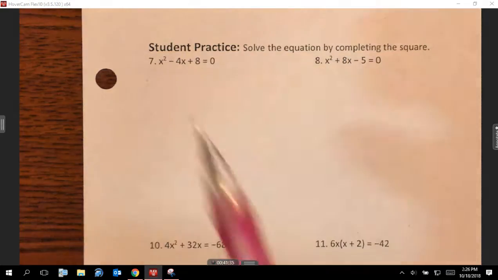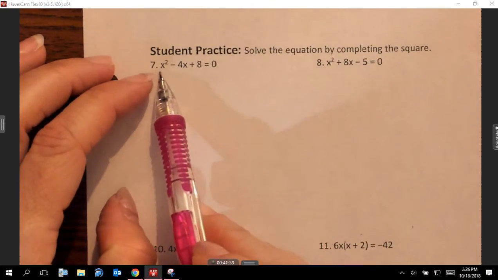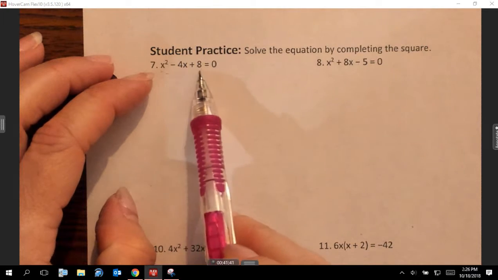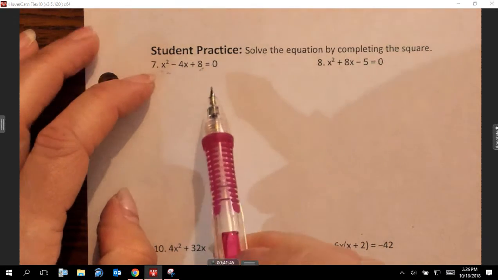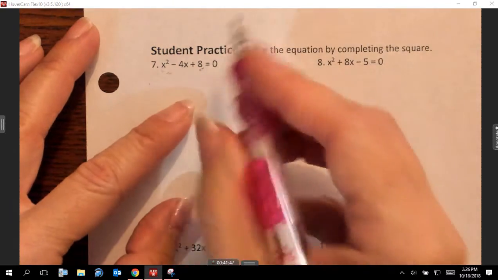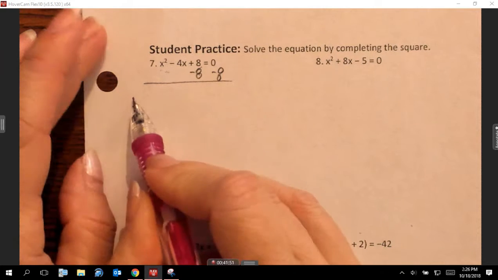Okay, so we're going to do the exact same steps I just did. The first thing we want to do is say, can I go ahead and make this a perfect square? Is this factorable? And the answer is no. Just so you know, the answer is no. So I'm going to move that 8 away. Bye-bye.